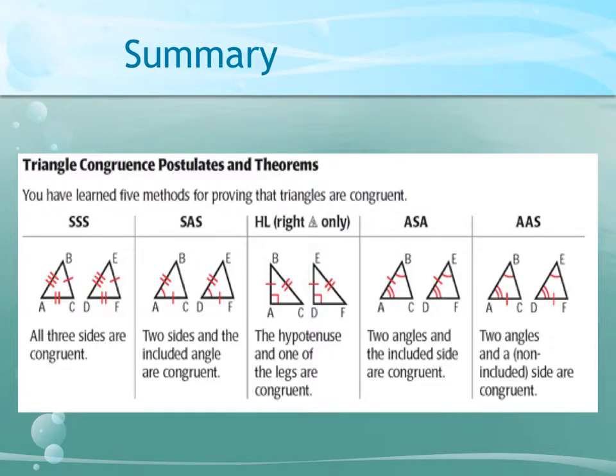Then we learned hypotenuse leg. We can only use this shortcut for right triangles. We have to first establish that we have a right triangle. Then from there, make sure the hypotenuse and one of the legs have a congruency mark. Then the 2 that we've just learned are angle, side, angle, and angle, angle, side. Remember, there is no ASS or SSA, and there is no AAA. So none of those are shortcuts.